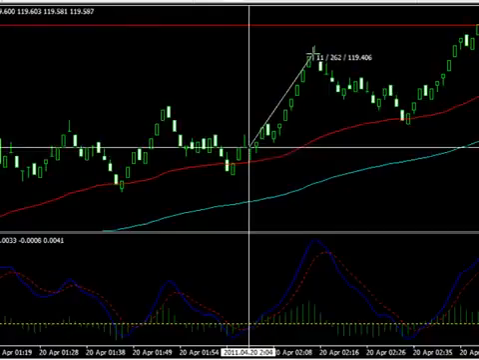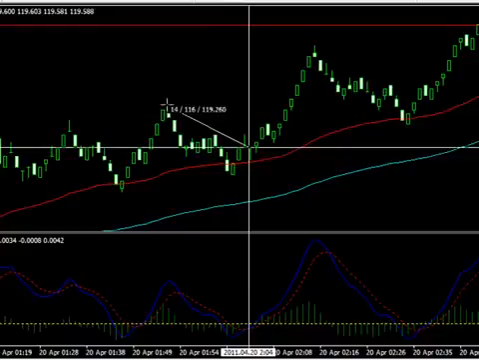And that's what, 26 pips there. But again, we could get out here at this swing high, this previous swing high, use that as an exit.